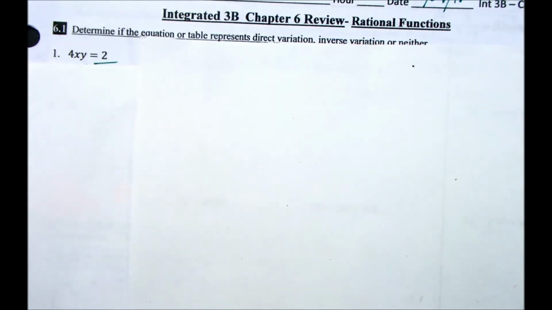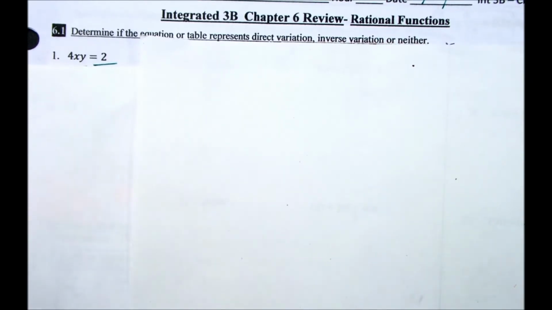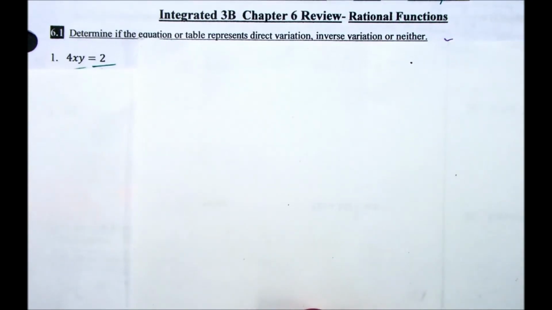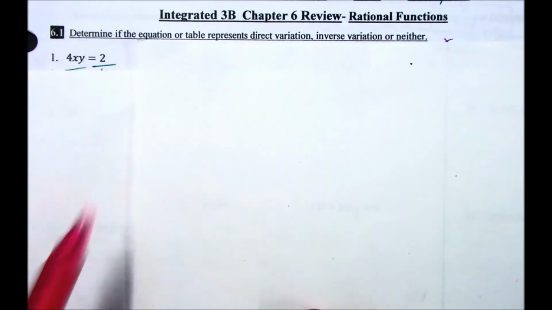Hello. Today we are working on the Chapter 6 review over rational functions. In section 6.1 we talked about inverse and direct variation.